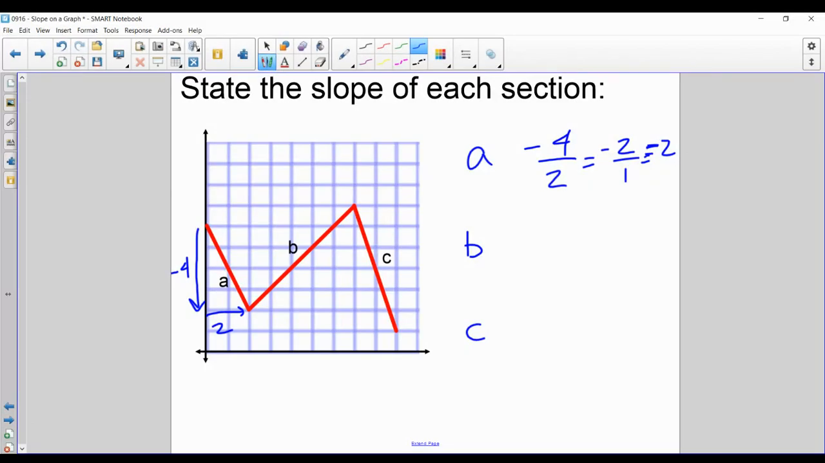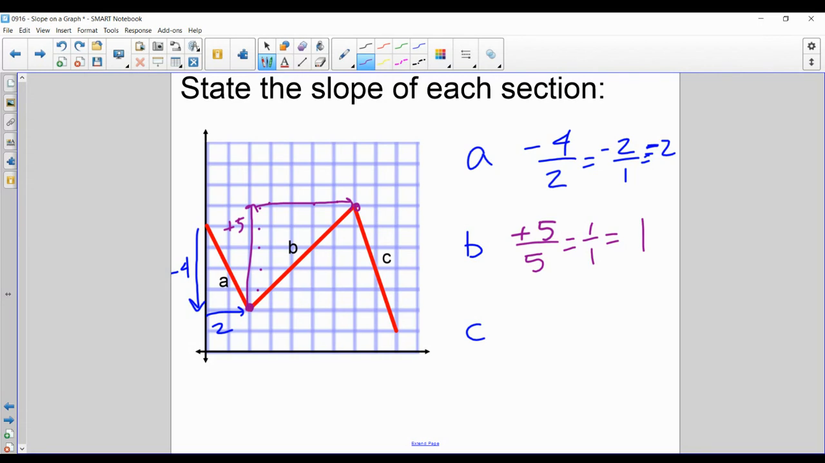All right, let's take a look at B. From this end to this end, I'm going up. Let's try that again. Going up, so it's going to be positive 1, 2, 3, 4, 5. So I'm going to have +5, and I'm going over 1, 2, 3, 4, 5. Again, I can reduce it. 5 goes into 5 once, so I could just say 1.